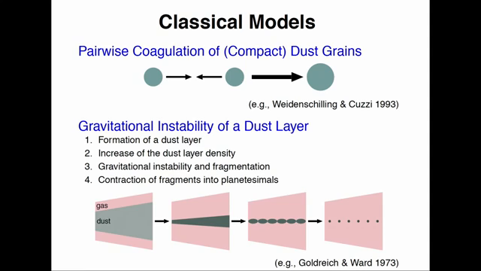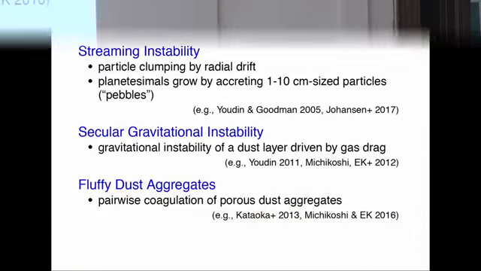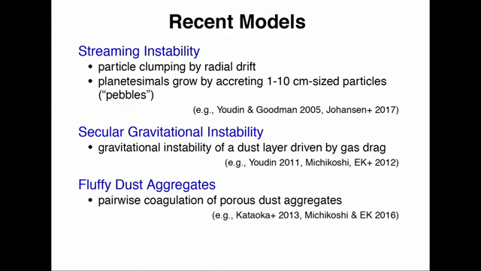So I list three recent models. The first one is streaming instability. I'm sorry, I don't have time to go into details, but this is a kind of 2-component fluid instability. It's like a traffic jam effect. In this streaming instability, particles form clumps, and there we can expect gravitational instability to form planetesimals.